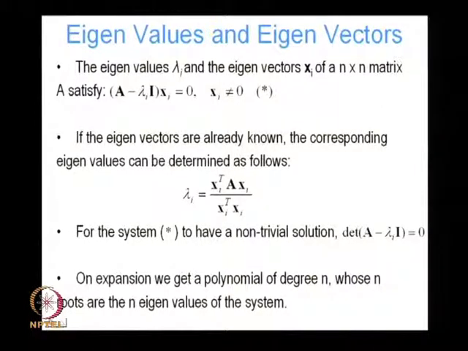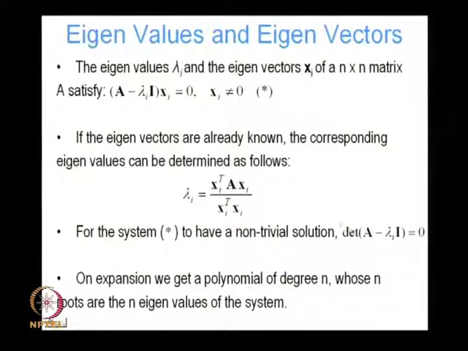So, we know that this is a homogeneous system. For it to have a non-trivial solution, meaning that not all components of x_i are equal to 0, the determinant of A minus lambda I must be equal to 0. On expansion, we get a polynomial of degree n.